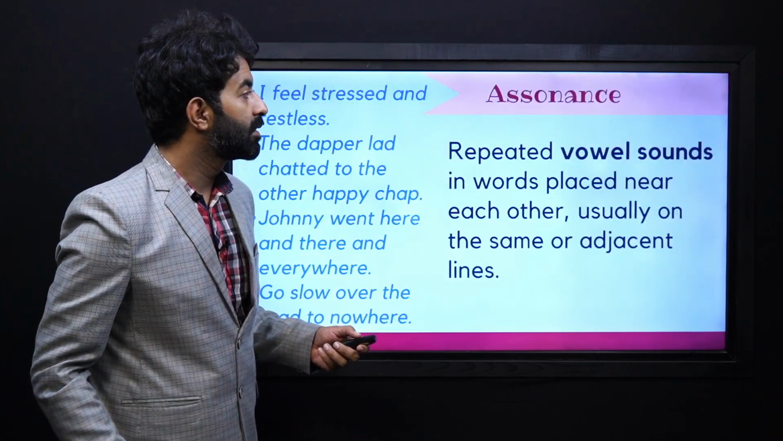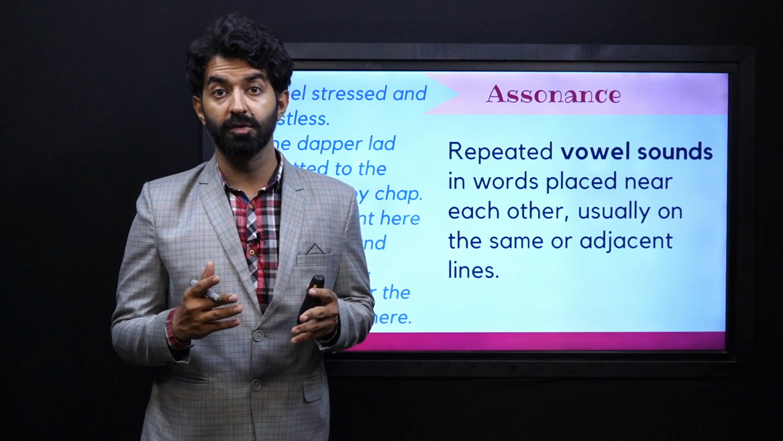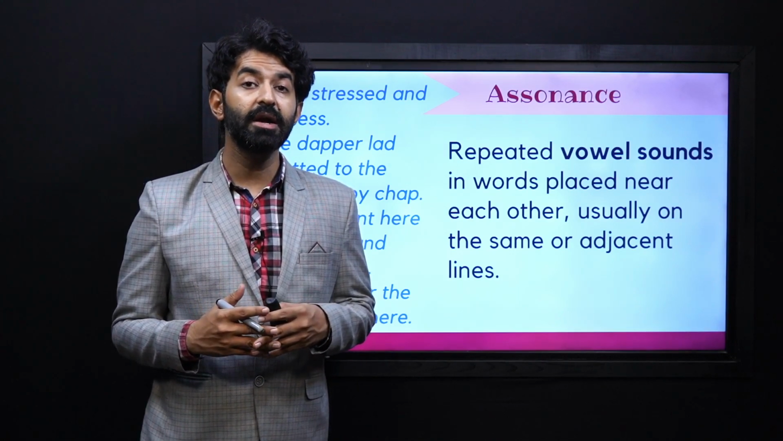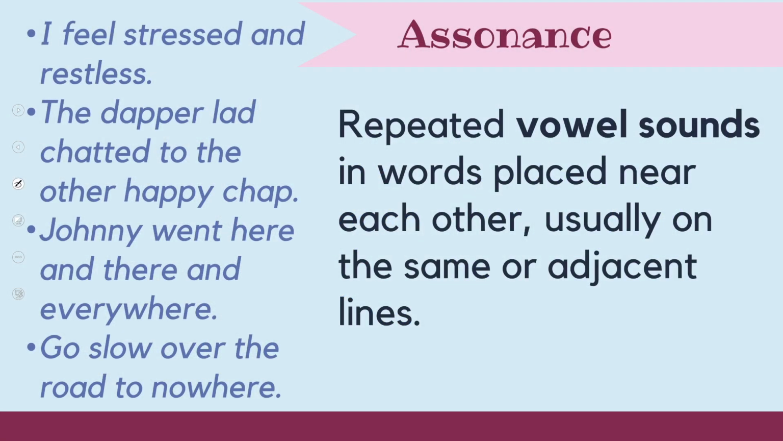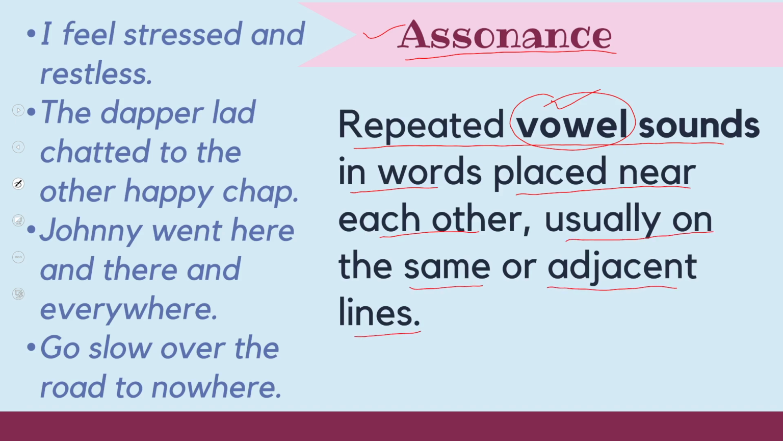Now let's talk about another one regarding sounds and the musicality, which creates an effect for the reader. Let's talk about assonance. So, assonance is repeated vowel sounds in words placed near each other, usually on the same or adjacent lines. So, unlike alliteration, where we used the same consonant sound again and again, here we repeat the vowel sounds.